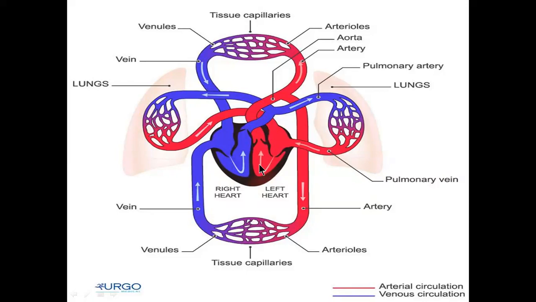Normally, the left side of the heart ejects the blood through the aortic valve into the systemic circulation, as you can see. This is systemic circulation. And then the blood from the systemic circulation will return back to the right side of the heart through the caval system, as you can see. This is the caval system. This is systemic circulation to the upper limbs and to the lower limbs, and then through the caval system, it will return to the right side of the heart.